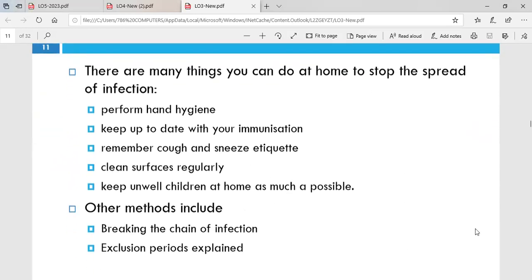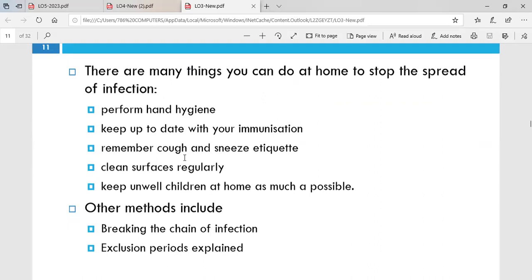So obviously, breaking the chain of infection is one way. How can you stop them? We'll talk about this. There are many ways: perform hand hygiene, keep up to date with your immunization. Health education is very important.